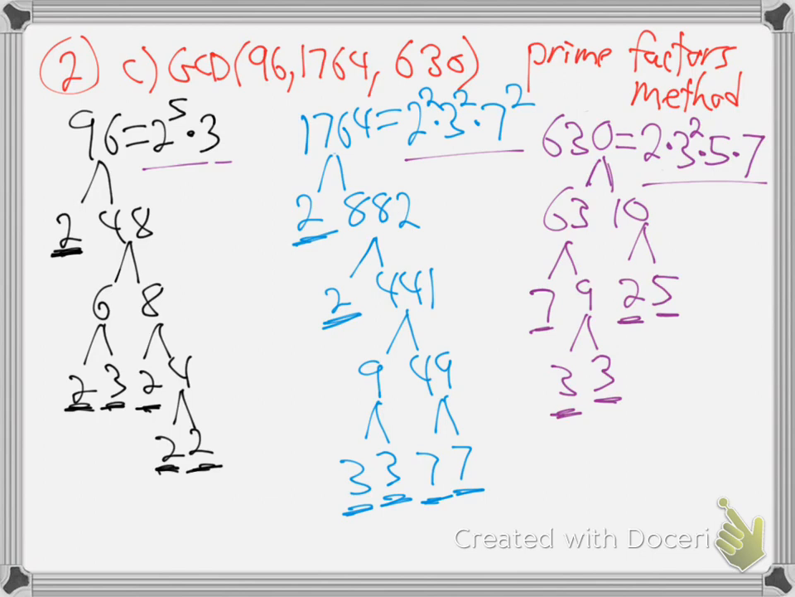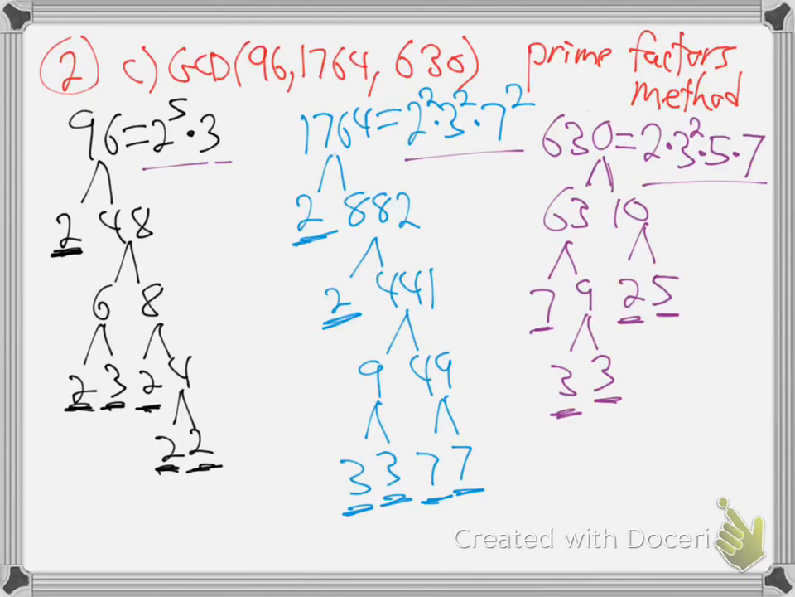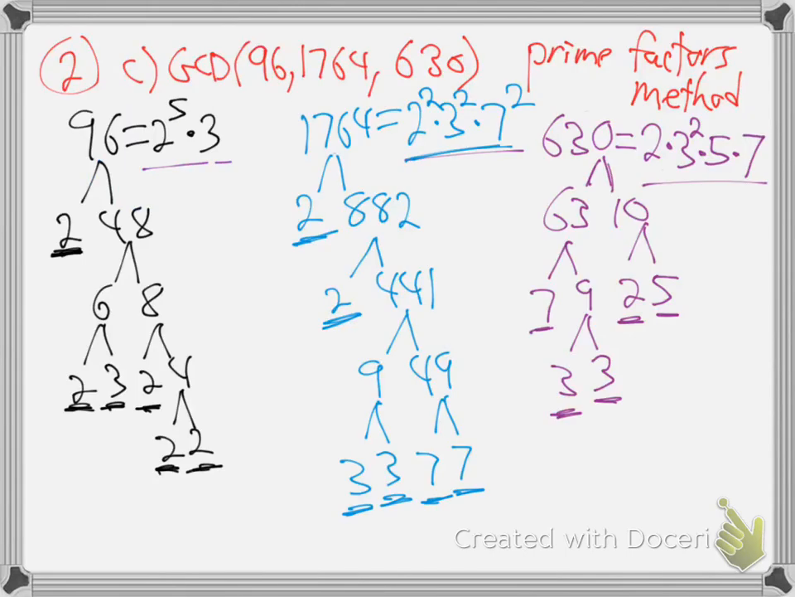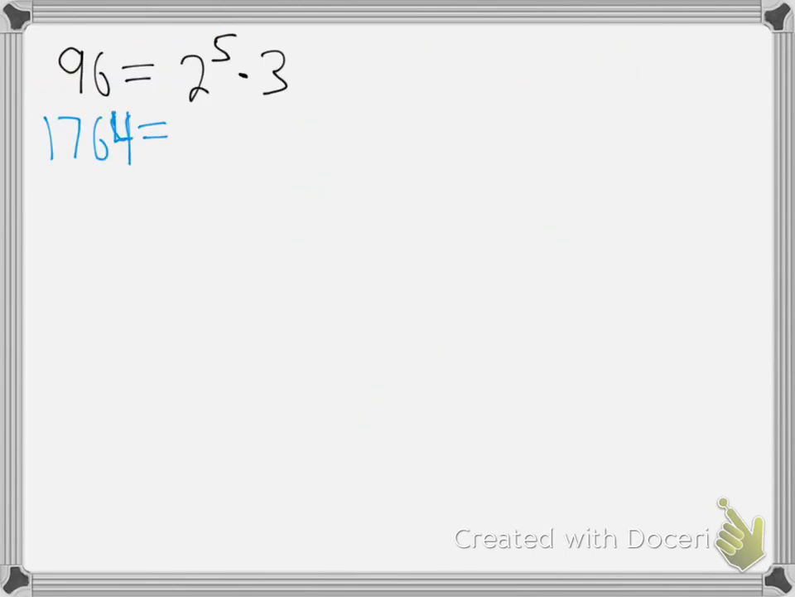So, all right, I'm going to copy them over to a fresh screen. So we have the 96, which came out to be 2 to the 5th times 3. Remember, this is where you line them up, and every prime has his own column. Next comes the blue 1764, which broke down to be 2 squared, 3 squared, 7 squared.